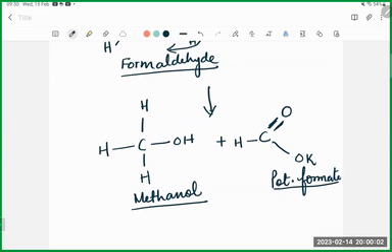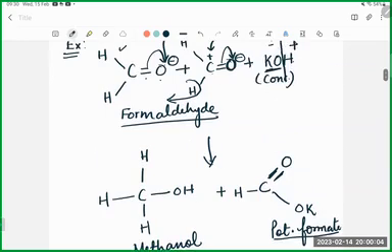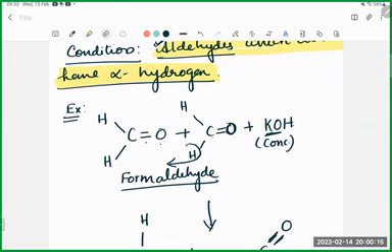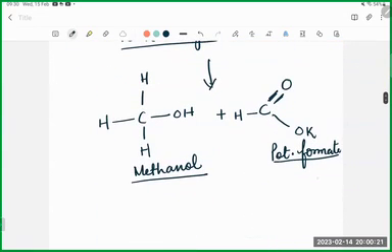Yes, ma'am. Okay. So can I remove now all these arrows? It is clear, right? The concept? Yes, ma'am. Okay. So we get one compound as the alcohol and the other compound as the ester compound, that is formate, potassium formate.